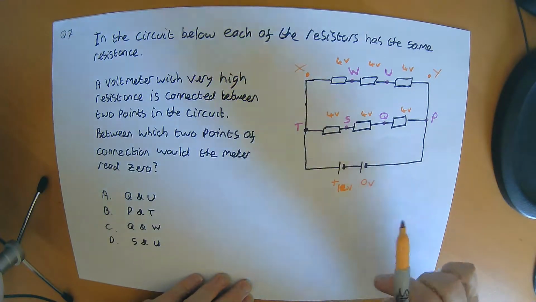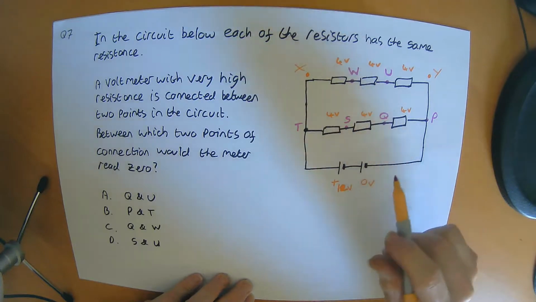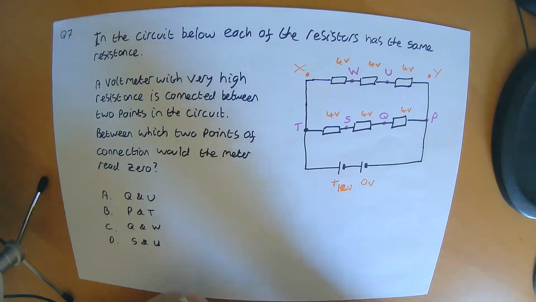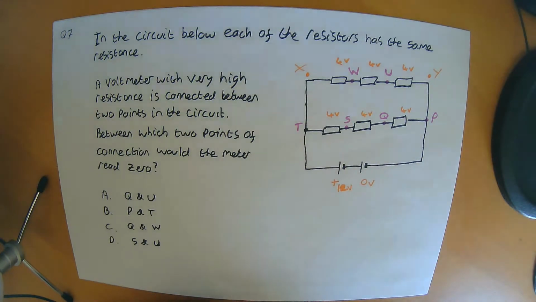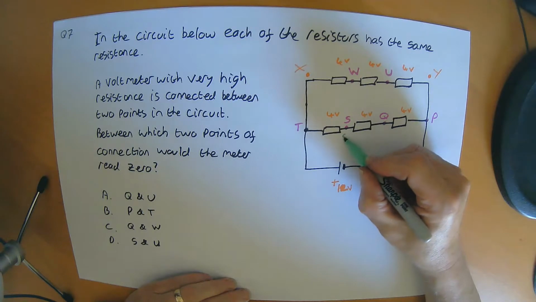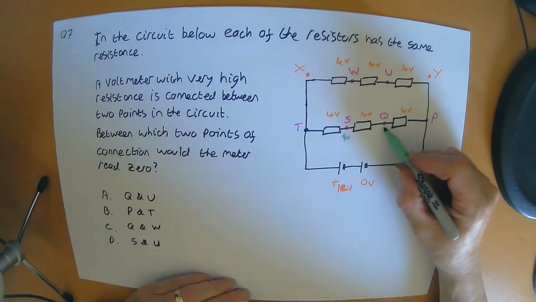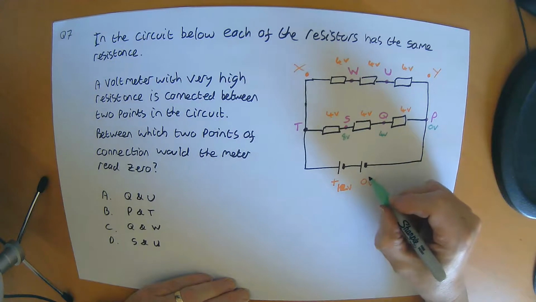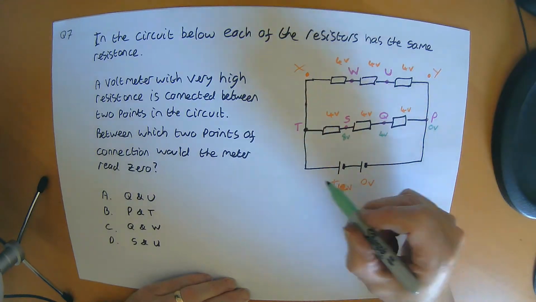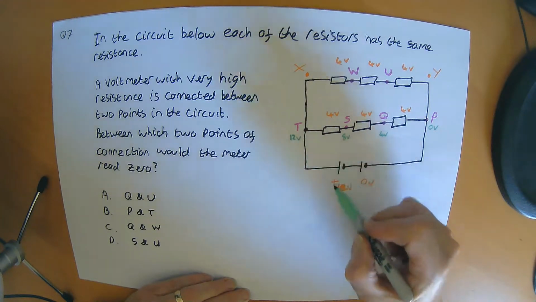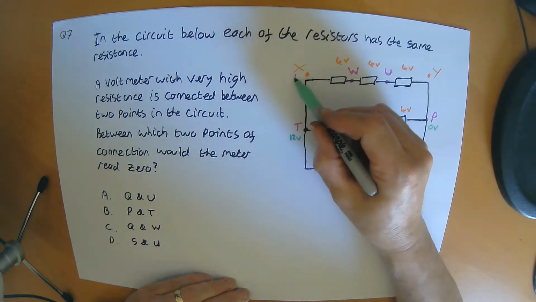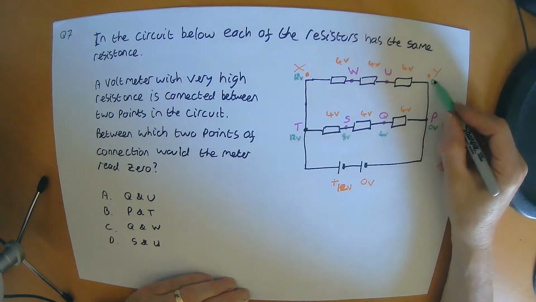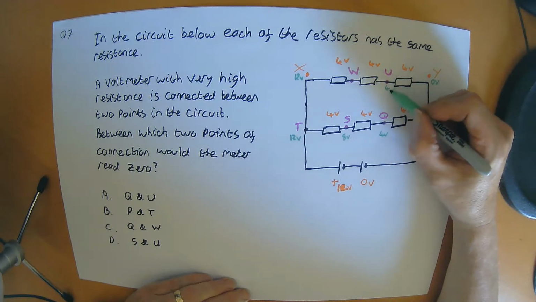And so if this is 12 volts, then we can start to think about not potential differences, but potentials at points. The potential at point S is 12 minus 4 is 8 volts. The potential at point Q is 8 minus 4 is 4 volts. And the potential at P is 0 volts because it's directly connected to here. And the potential at T is 12 volts because it's directly connected to here. Same here, and here, and here, and here.